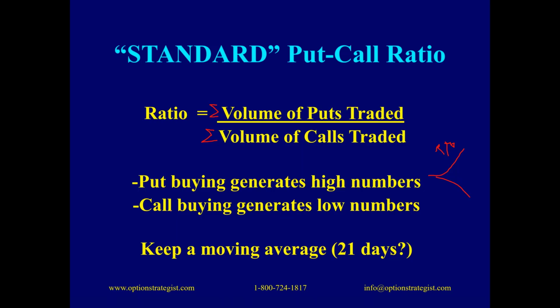The same thing with call. Call buying is in the denominator. So when the denominator of a fraction increases, the fraction drops in value. So the ratio would be going lower when there's heavy call buying, but heavy call buying would most likely be taking place when the stock is going up. So again, they move opposite to each other. We keep a moving average. I use 21 days just in case there's something to Fibonacci.